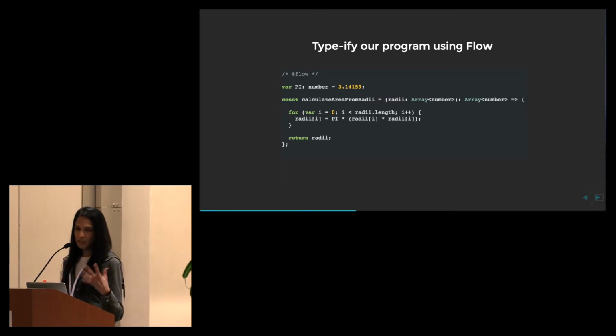And if you've never seen types, it'll feel a little bit funky and clunky and weird looking at first, but you'll get used to it pretty quickly. So I'm saying that pi is a type number. Then I'm also saying that our input radii is an array of numbers, and our output radii should also be an array of numbers.